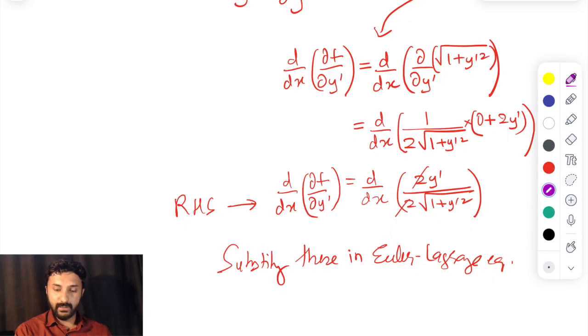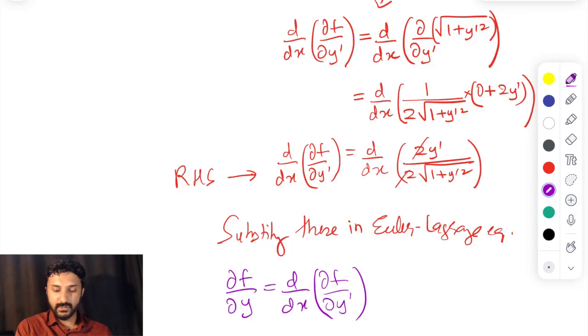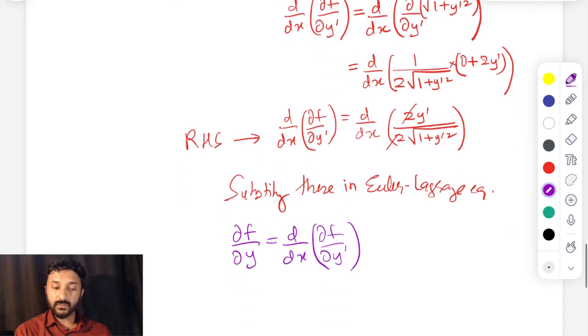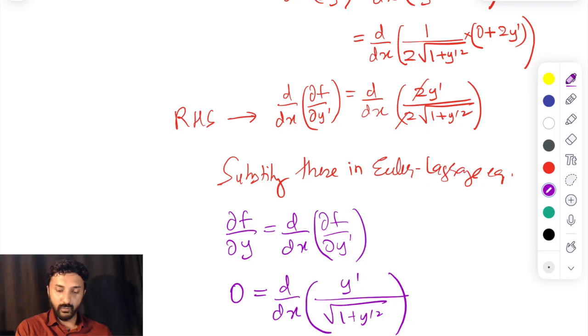So let me rewrite the Euler-Lagrange equation just for clarity. What we had is dou f by dou y equals d by dx of dou f by dou y dash. So this is our Euler-Lagrange equation. So what's the left hand side? As we found out, it is 0. And what is the right hand side? It is d by dx of y dash by root of 1 plus y dash squared.